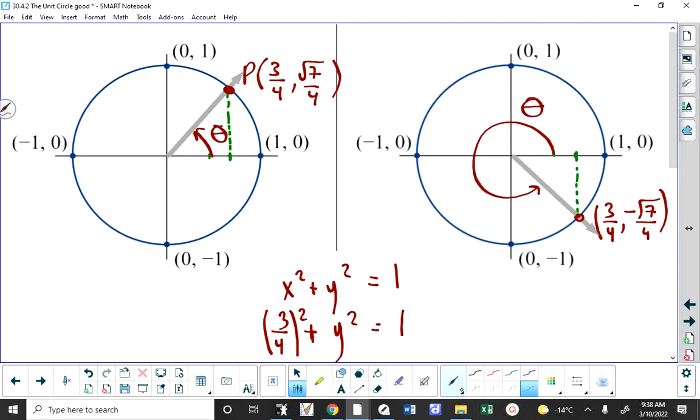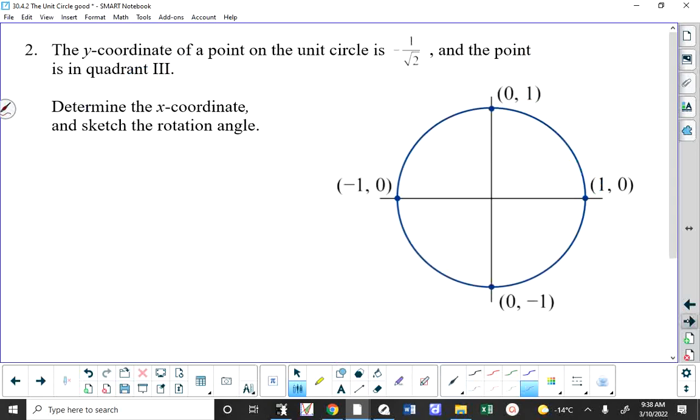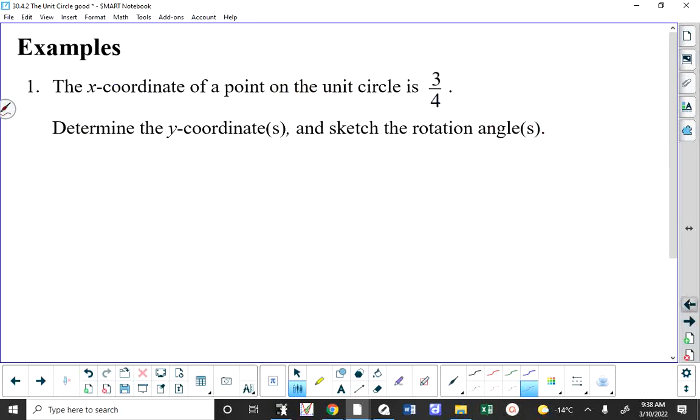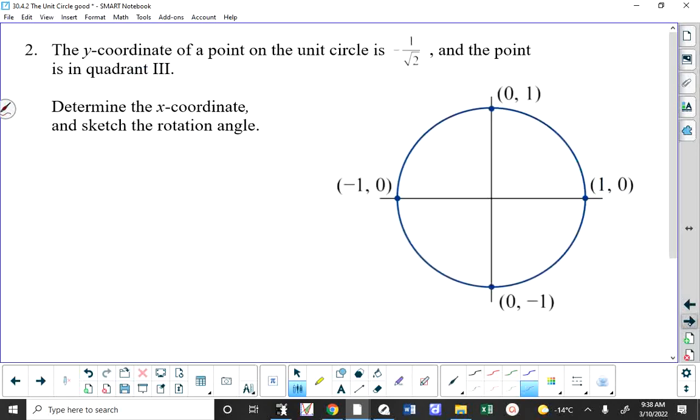Any questions with the first example? All right. Did we answer everything there? Determine the y-coordinates, sketch the rotation angles. Yeah, we did. Number two: the y-coordinate of a point on the unit circle is negative 1 over root 2, and the point is in quadrant 3.